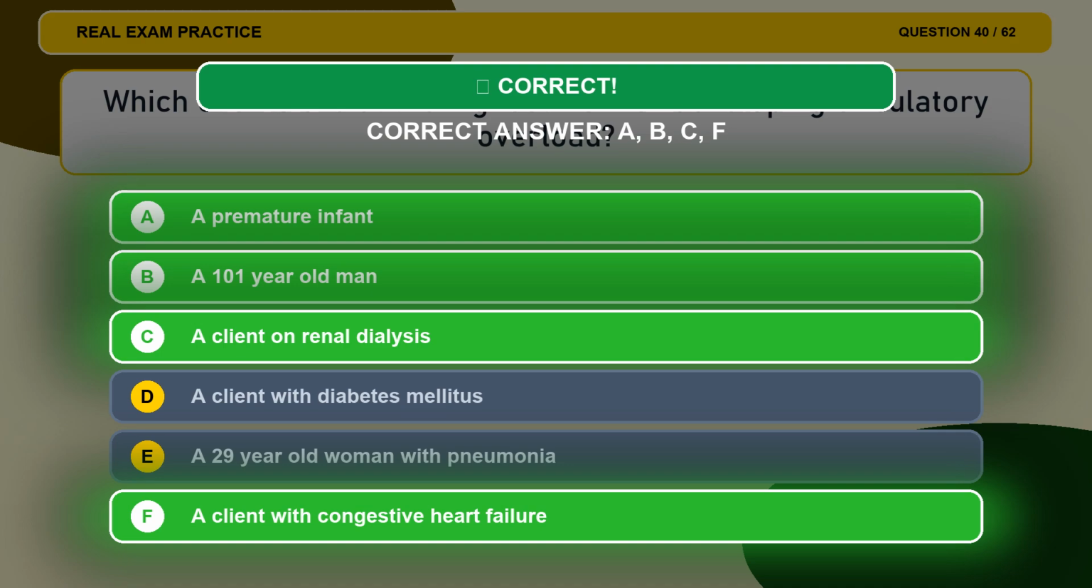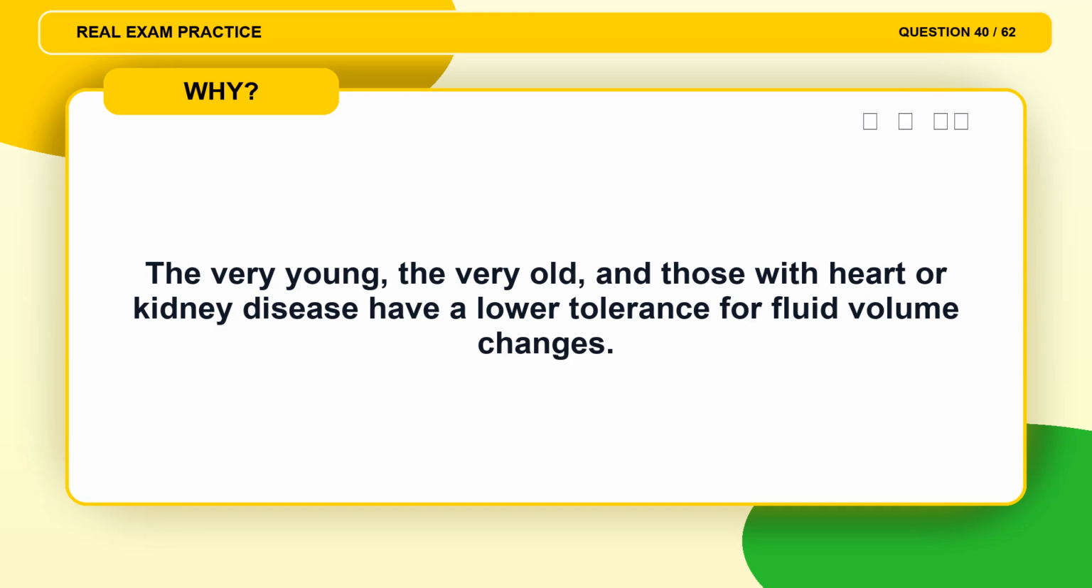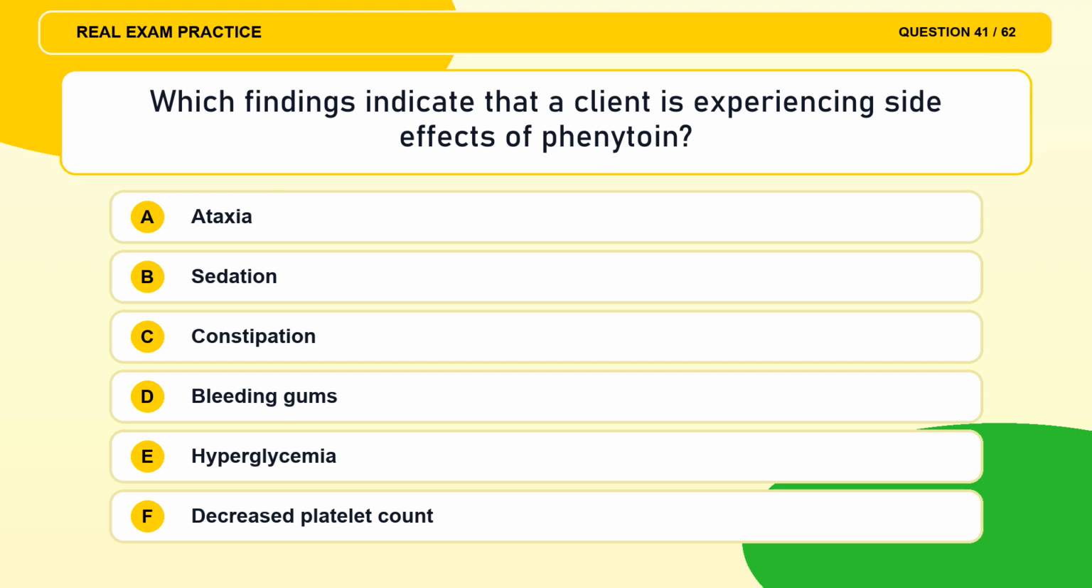The correct answers are options A and B and C and F, a premature infant, a 101-year-old man, a client on renal dialysis, a client with congestive heart failure. The very young, the very old, and those with heart or kidney disease have a lower tolerance for fluid volume changes. Question 41. Which findings indicate that a client is experiencing side effects of phenytoin?